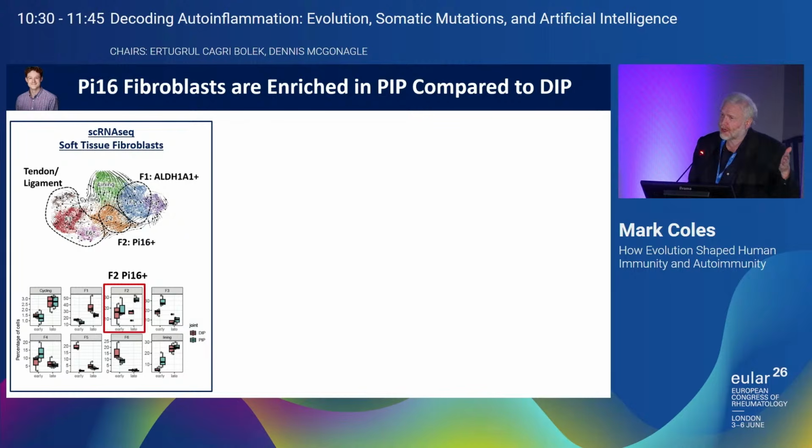The other population in the lining layer is a very fascinating population of fibroblasts called PI16 fibroblasts, and they are highly enriched in the PIP versus the DIP joint, as shown here in this F2 population. There's a big difference between the amount of these PI16 positive pro-inflammatory fibroblasts, which are later involved in human disease, in the PIP and the DIP joint.